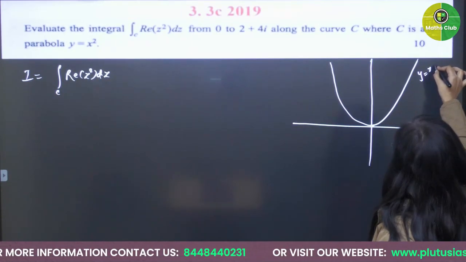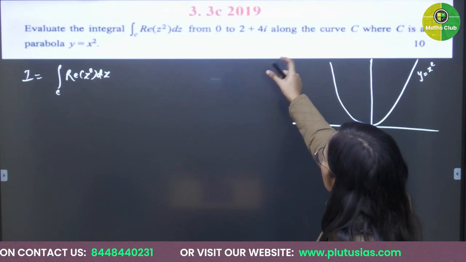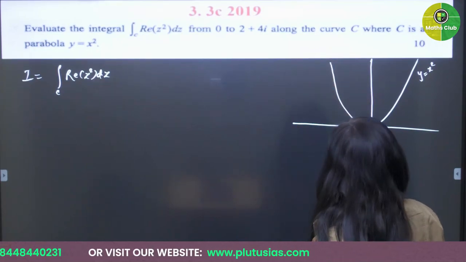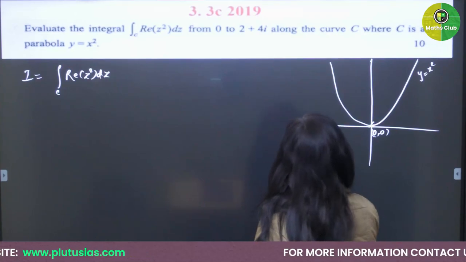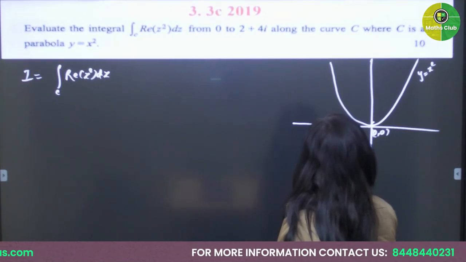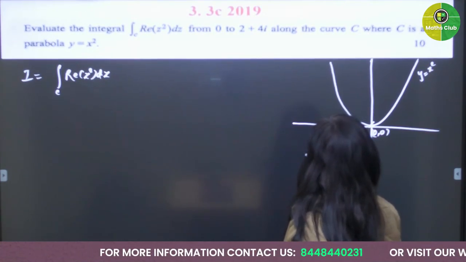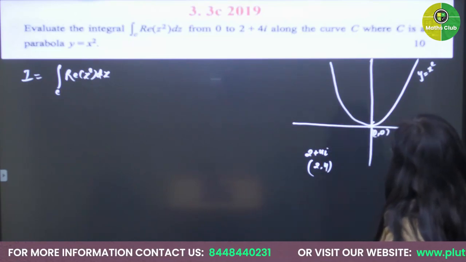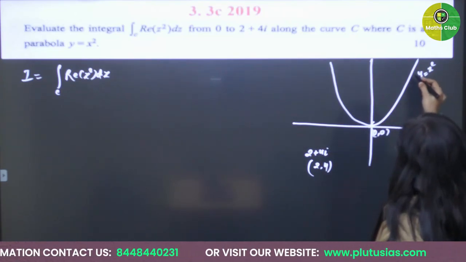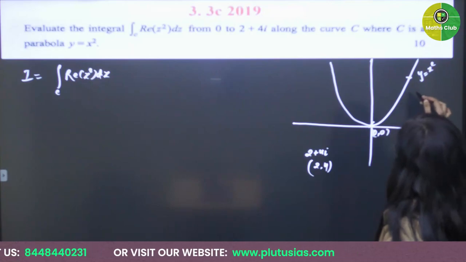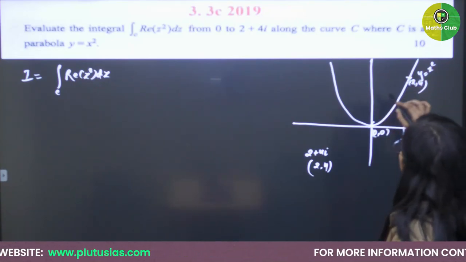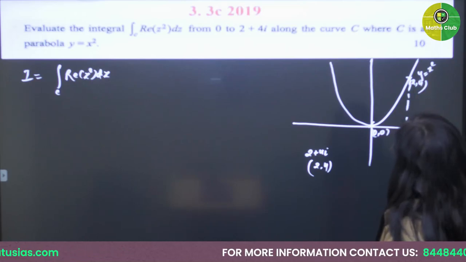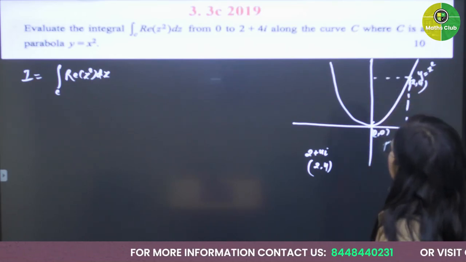What is the region? They had said 0 to 2 plus 4 iota. 0 is this one, and 2 plus 4 iota in complex can be written as the point (2, 4), where 2 is the cut on the x axis and 4 is the cut on the y axis. That is the point 2 plus 4 iota, if you want to write it as a complex number.